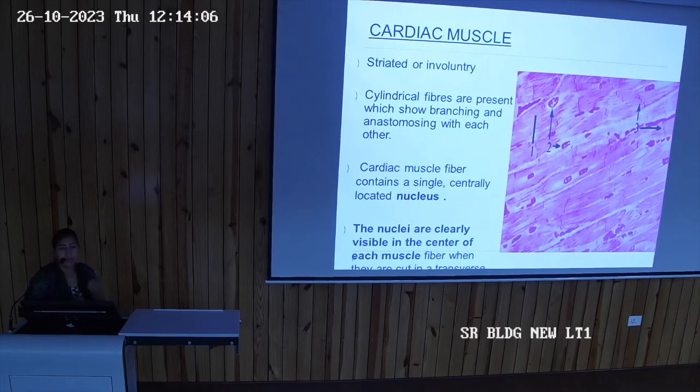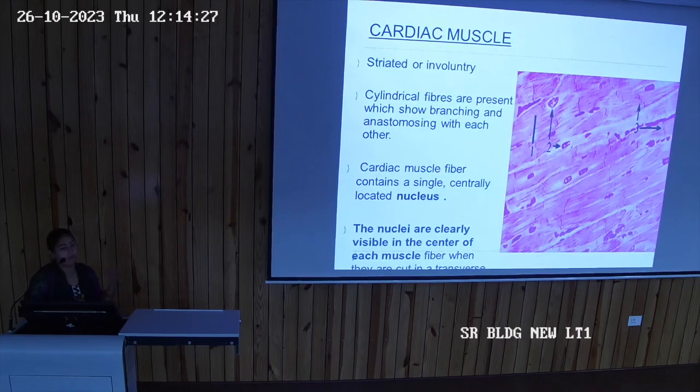Striations. First point for the skeletal is it is cylindrical in shape. Other point is they are having the striations. So if you see this histology of the cardiac muscle, you will see the striations here also. The striations are there in the cardiac muscle also, but very light bands are present over here.